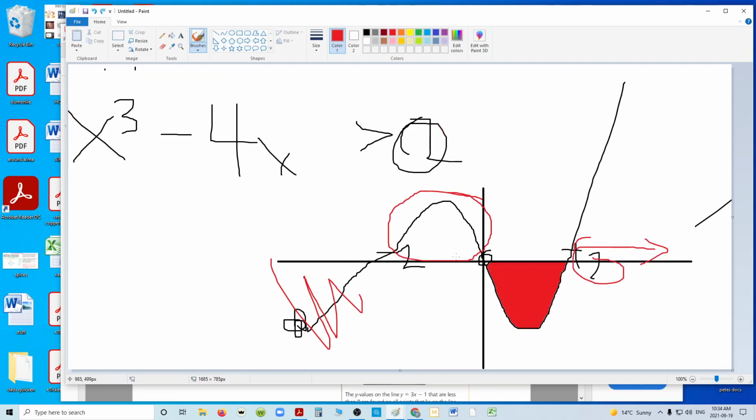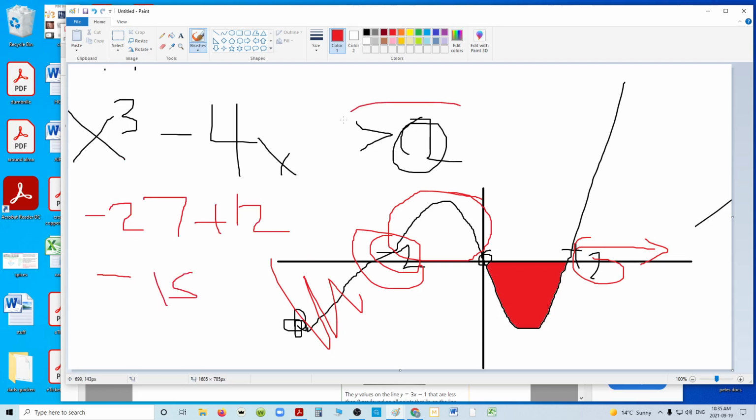However, you could have also placed a value that's below -2 into the equation. So let's say -3. You get -27 plus 12. And you can see that -15 is not above 0. So you know that, okay, to the left of -2, just like your tables before, doesn't fit the rule.